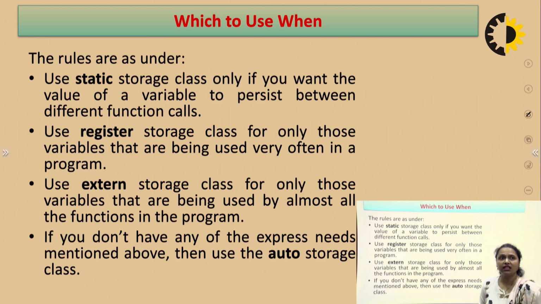The static storage class is used when we want to keep the updated value between different function calls. The register storage class can be used when we are using a certain variable very frequently. The external storage class can be used when we want access to the variable throughout the existence of the program. And if I do not want any of the above mentioned reasons, then I can simply go with the auto storage class. That is the simplest one among all these storage classes.